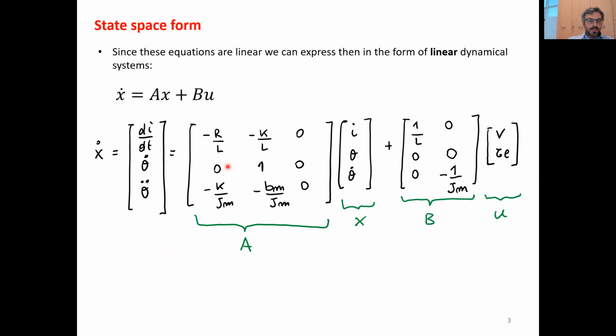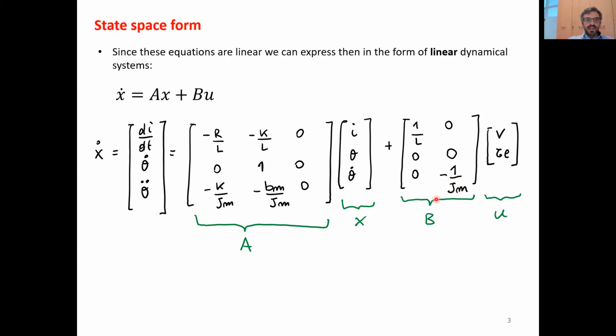And the second equation is what I told you. It's just saying theta dot equal to theta dot. So there is a 1 here. And the third equation is the one coming from the mechanical equation that tells you that the acceleration, you need to divide by Jm, you have a term due to the torque, motor torque, which is Ki divided by Jm. You have a term due to the friction, also this one is wrong, it should be here, multiplied by velocity, divided by Jm, and you have the term due to the load torque.